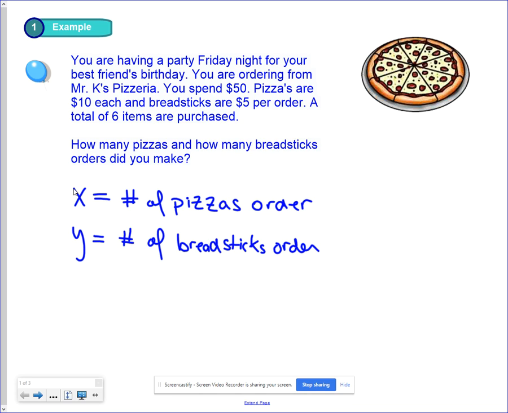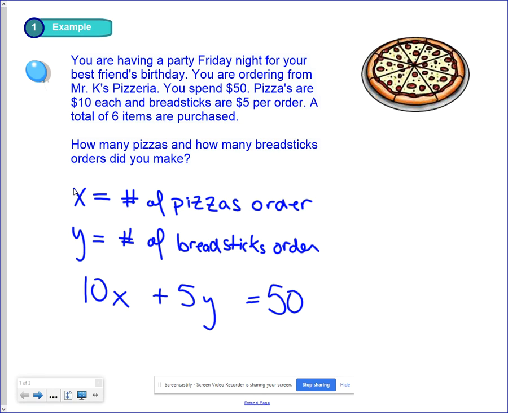So now once we have our variables defined, we're going to use the information in the problem to write a system of equations. It says you spent $50. We bought X amount of pizzas. So if I bought one pizza, and if the pizzas cost $10, that's $10. If I bought 2 pizzas, that'll be 2 times 10, 20. I bought X amount. So the amount of money I spent on pizza is 10X. The amount of money I spent on breadsticks would be 5Y. So if we add these two amounts together, that should equal the amount that you spent, $50.